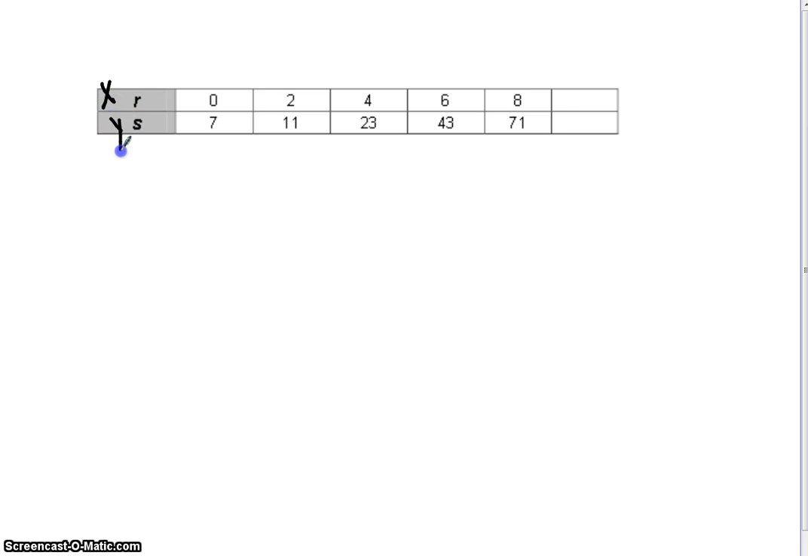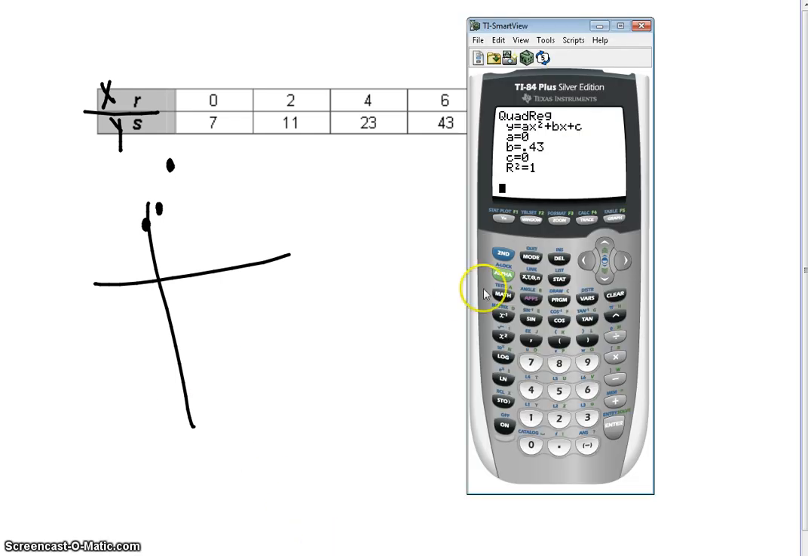This is your x, this is your y. Anytime they give you a horizontal table, the top one is x, the bottom one is y. So to plot them, you would go over 0 up 7, over 2 up 11, 4, 23, 6, 43. My graph wasn't really good. Let's go to stat.